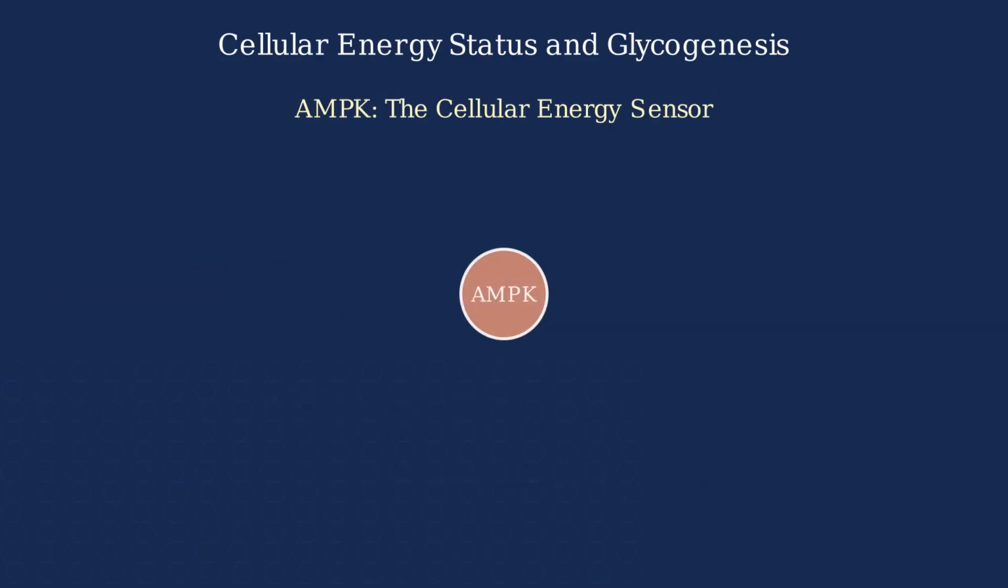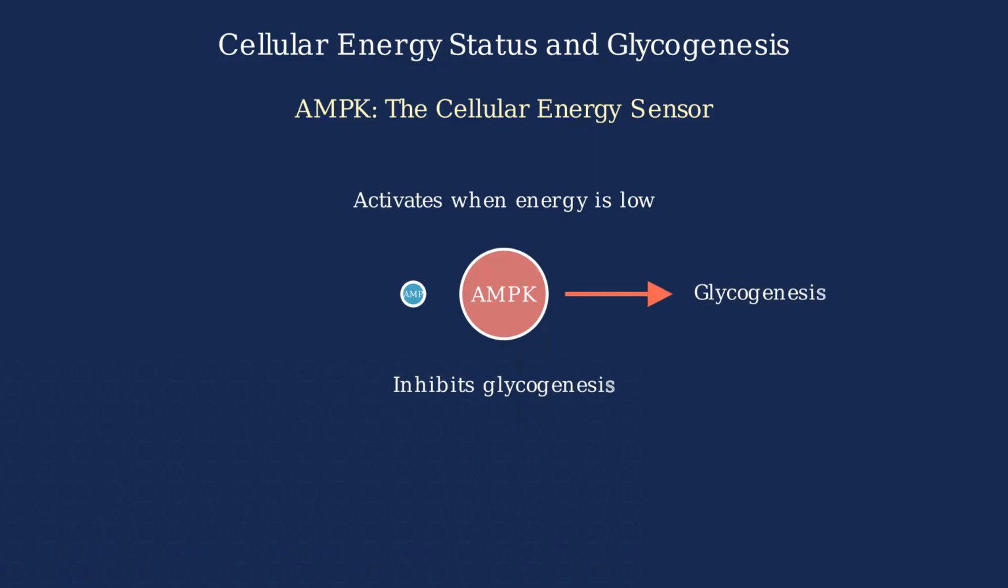AMP-activated protein kinase, or AMPK, acts as a cellular energy sensor. When AMP levels rise, indicating low energy, AMPK becomes activated. Activated AMPK inhibits glycogenesis, ensuring that glucose is used for immediate energy production rather than storage.